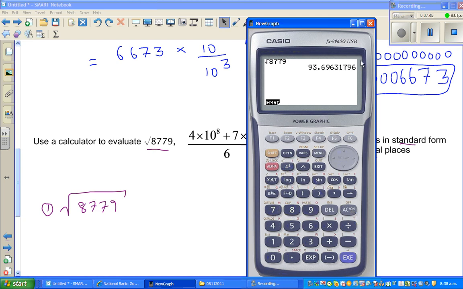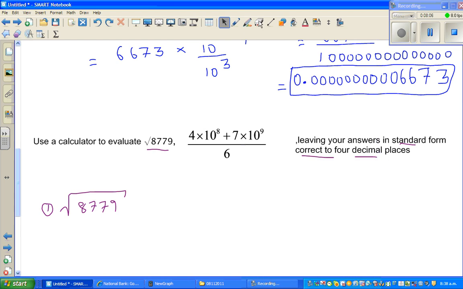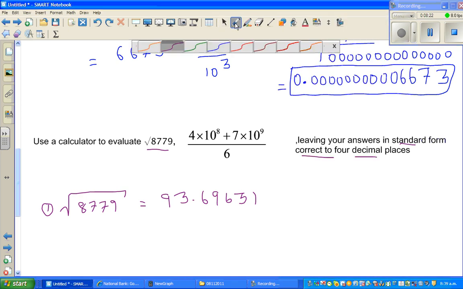So let me write the number up to 4 decimal places. 93.69631. Okay, so this is 93.69631. So let me check it. Is that right? Yeah, 93.69631. Okay, now this is not in the standard form.